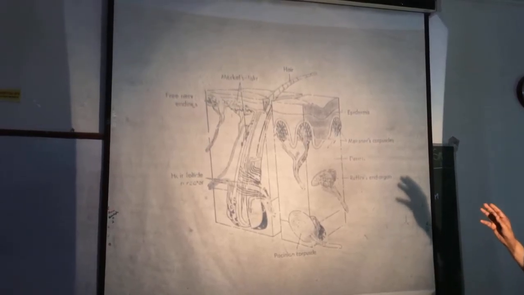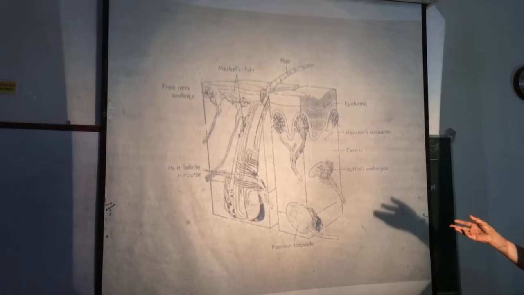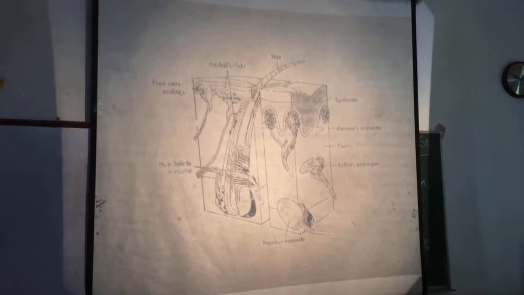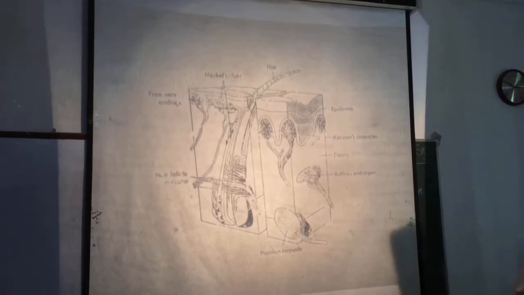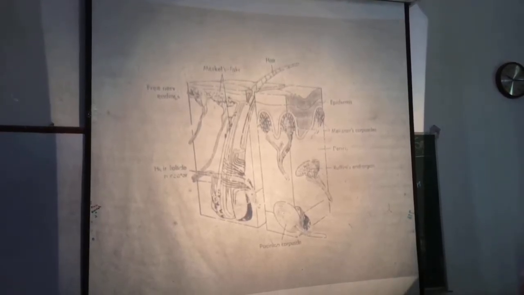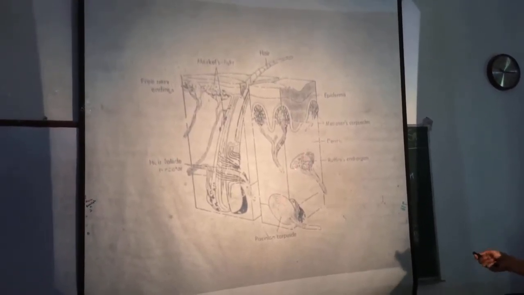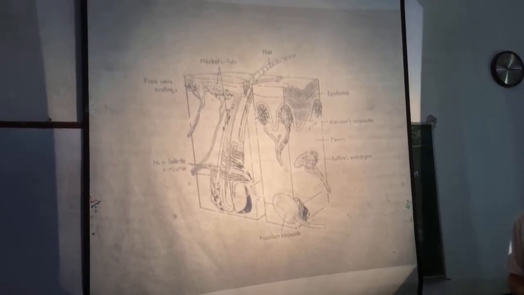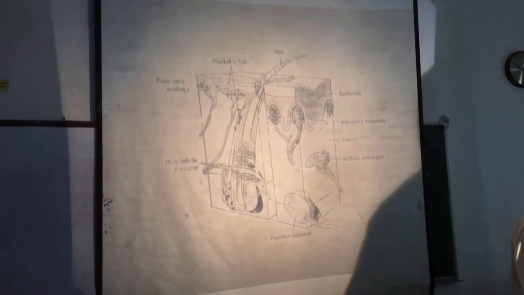Keep in mind that Pacinian corpuscles and Ruffini's end organs also act as proprioceptors. Ruffini's end organs undergo slow adaptation. So this was about the important receptors, their location, and their function.